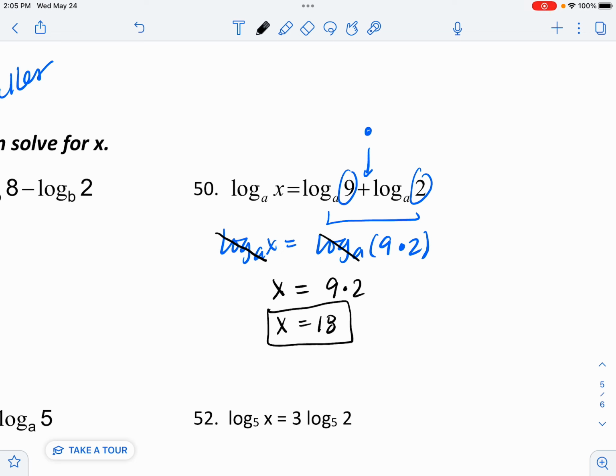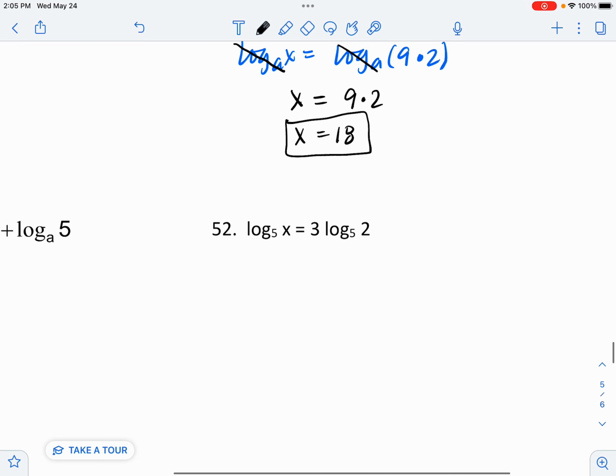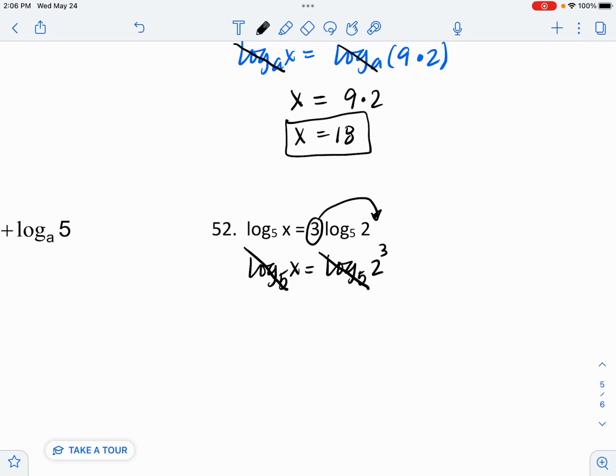All right? And then you guys, we didn't finish number 51 in class, but I'll do 52. I'll finish 51 for you right now. So on this one, the only way to condense is to take this 3. I need to get rid of this, and I'm going to bring it back to the top because that's where it came from, right? So I have log base 5 of x equals log base 5 of 2 to the 3rd power, okay? Now that I have 1 log on each side, I can cancel out the log base 5s, leaving me with x equals 2 to the 3rd. And I know that 2 to the 3rd is 8.